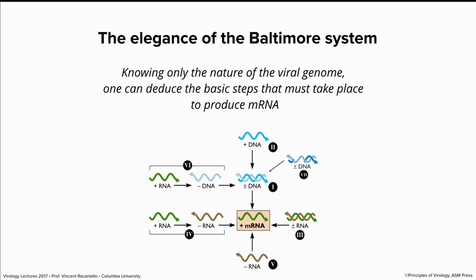But the other class of viruses, class 6, that plus RNA is not translated. It's wrapped up in the virus particle, and the ribosomes can't access it. We'll talk about that in some detail. But basically, these viruses go through a DNA intermediate, and then mRNA is produced from the double-stranded DNA.